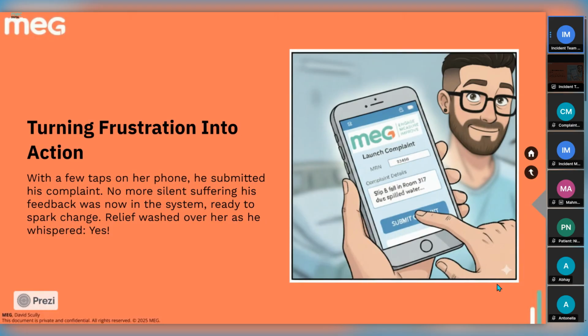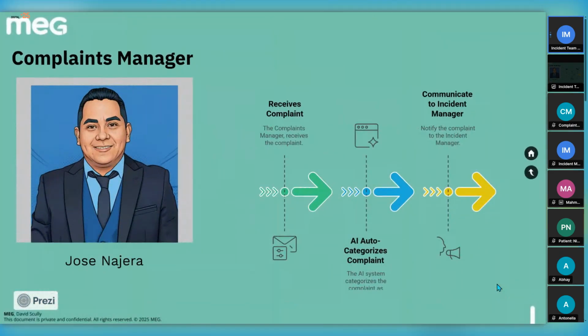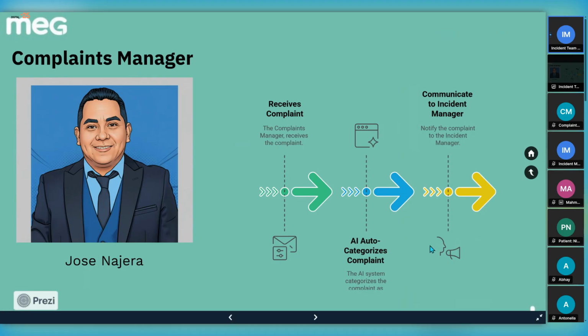So let's see the next stage, which is the complaints manager. He will receive an automatic email notification from the system, from MEG, letting him know that there is a new complaint raised. So he will just look into the system. He will realize that there is a suggested auto category powered by AI.